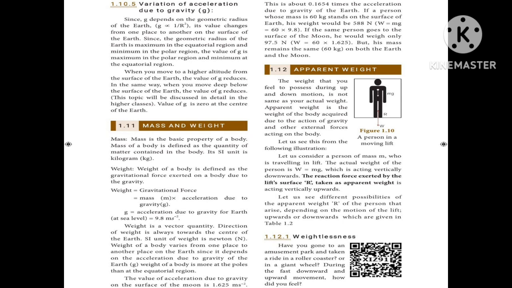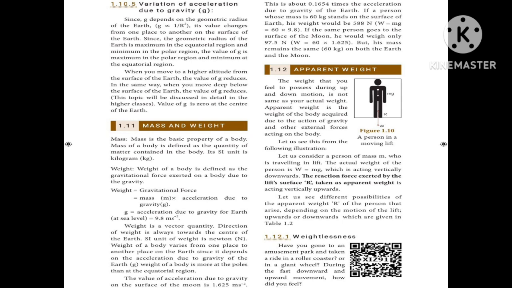Weight of a body varies from one place to another place on the Earth since it depends on the acceleration due to gravity of the Earth. Weight of a body is more at the poles than at the equatorial region. The value of acceleration due to gravity on the surface of the Moon is 1.625 m s^-2. This is about 0.1654 times the acceleration due to gravity of the Earth.